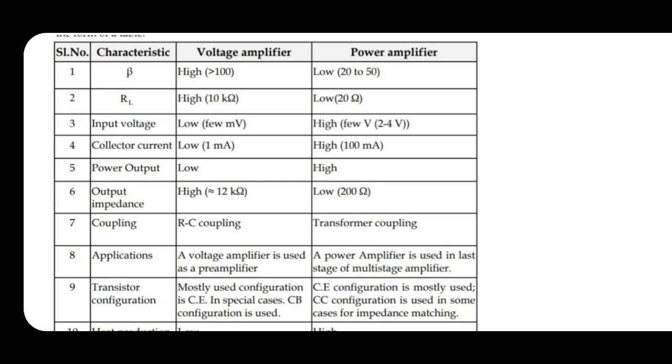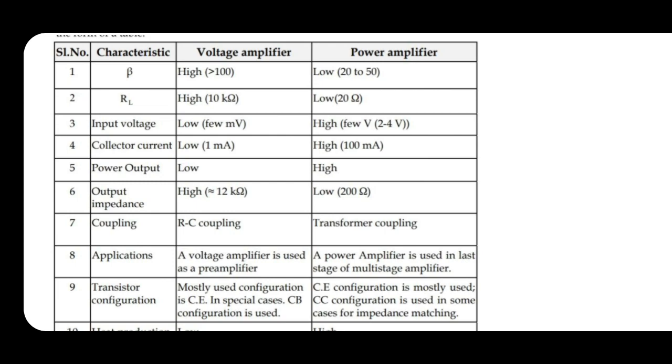So what is beta? Output current by input current. For a voltage amplifier, the input current is very low, so the beta value is higher. For a power amplifier, the input current is higher, so the beta value is lower. RL is the load.